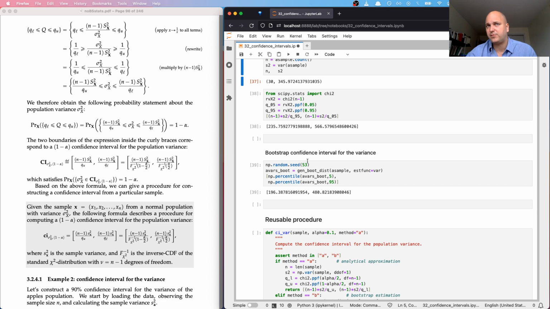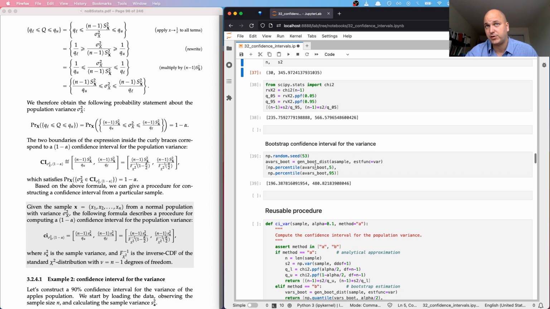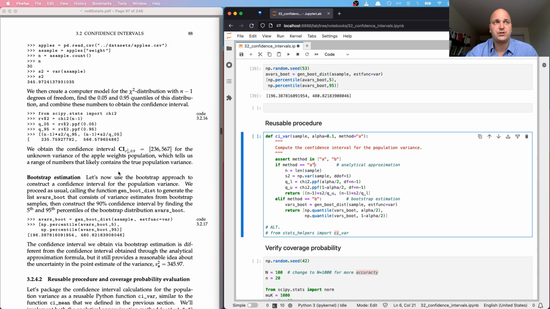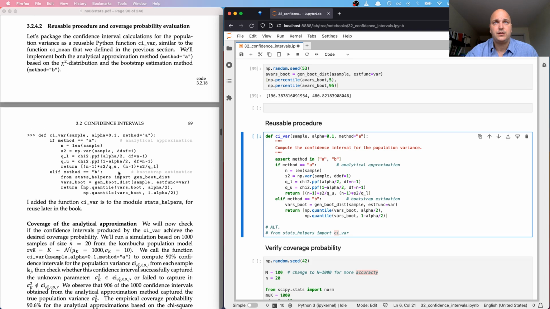Maybe not the best bootstrap for variance, but hey, it was fast. And here is a procedure that anytime you need to compute the confidence interval for the variance of some distribution, here is what you can do.